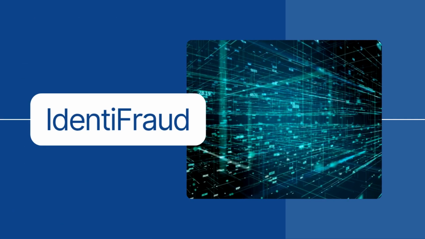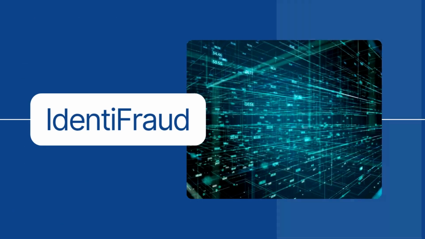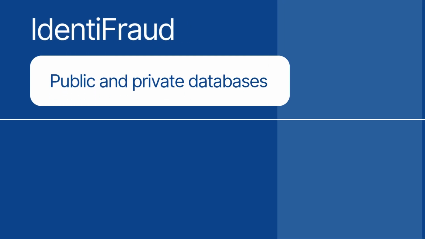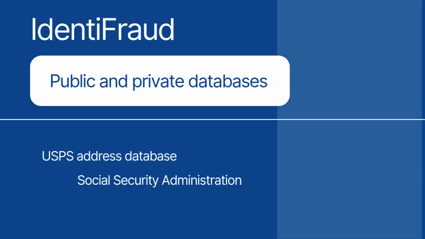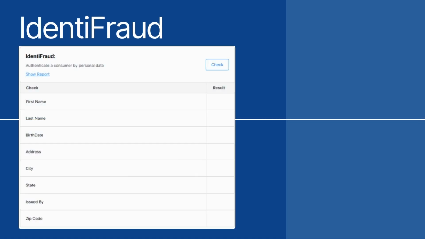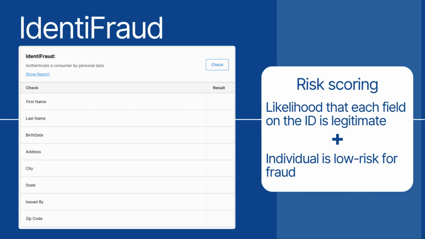Identifraud is a proprietary check that simultaneously queries data from a wide variety of public and private databases, including the Social Security Administration, United States Postal Service, telecom and utility records, as well as private fraud lists. Identifraud does not and cannot return yes or no results, but instead provides blended risk scoring by determining the likelihood that each field on the ID is legitimate and that the individual is low risk for fraud.